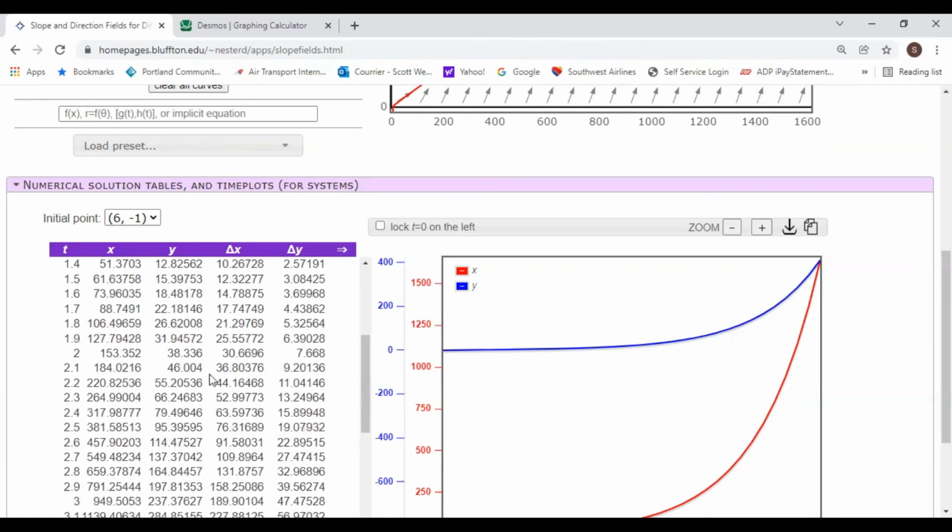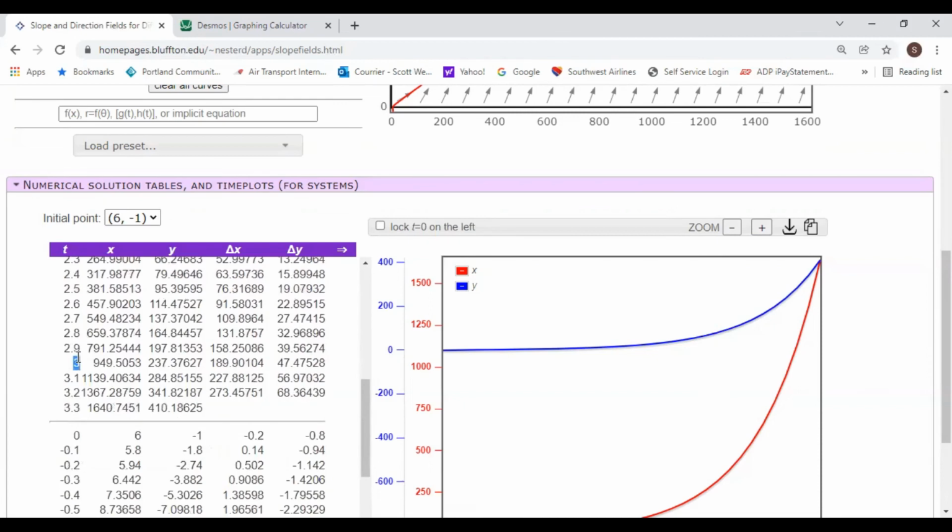And then for t equals 3, I've got to scroll down a little bit here. And these are the numbers. So I have 949.51, a lot closer than the previous one, but still not that great. And then 237 point.